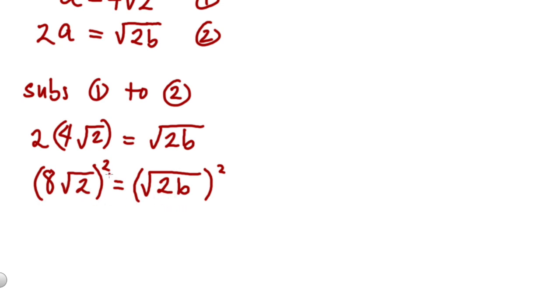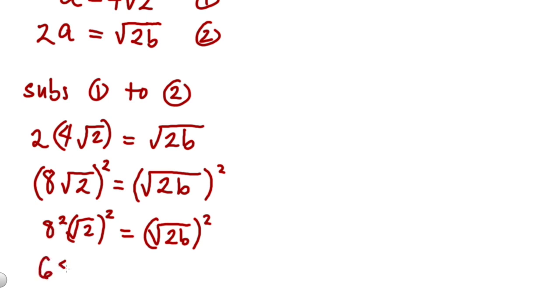Now what is the square of 8 square root of 2? We're going to take the square of both factors here. We have 8 squared times square root of 2 squared, and that is equal to the square of square root of 2b. Now we can take the square of 8, and that is 8 times 8, which is 64. And we can take the square of square root of 2, and we can cancel this radical sign.